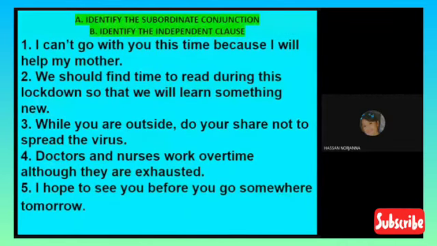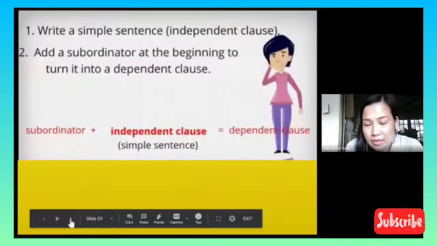Hassan, go. I hope to see you before you go somewhere tomorrow. Yung dependent clause ko po yung before you go somewhere tomorrow. Tas yung independent clause naman po, I hope to see you. Good job. Okay. So, gusto ko lang makita kung you can write a simple sentence, class.